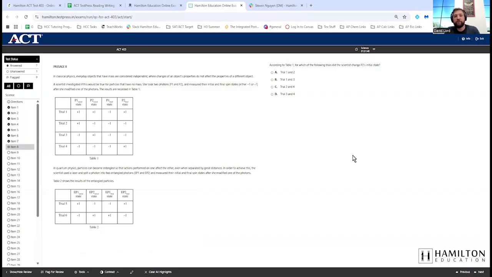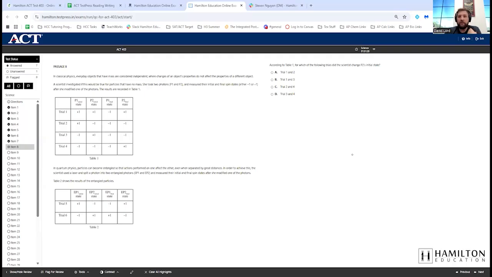Passage 2 involves two figures, table 1 and table 2, and involves entangled photons. So first off, some little background knowledge in case you were not aware. A photon is a packet of light energy. You may have gotten confused with something called a proton, which is a subatomic particle found in the nucleus. All right, but let's go through it.